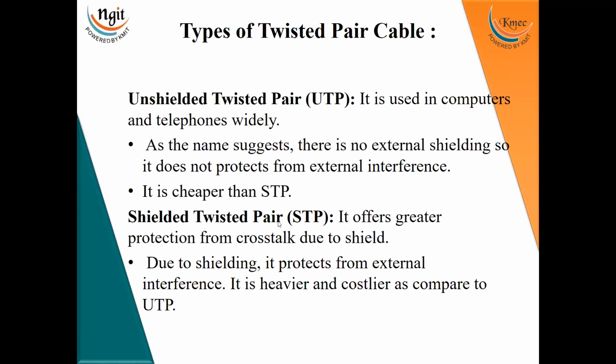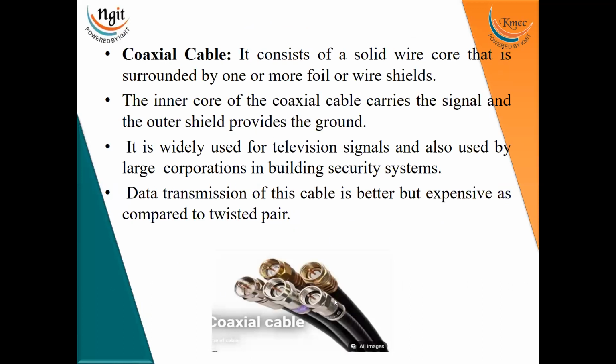In shielded twisted pair, we have greater protection from crosstalk due to the shield. It protects from internal and external interference, and it is heavier and costlier as compared to unshielded twisted pair. And here we have a coaxial cable. We see this coaxial cable especially in television connections. The coaxial cable consists of a solid wire core that is surrounded by one or more foil or wire sheets.